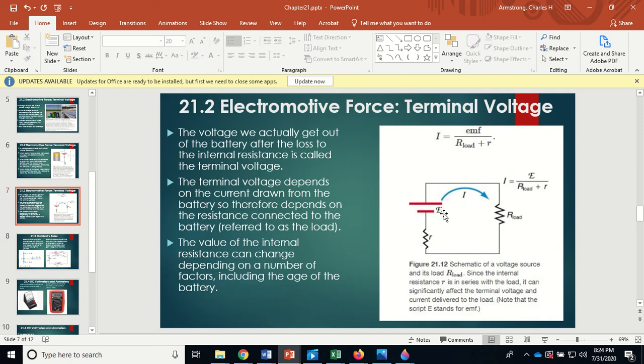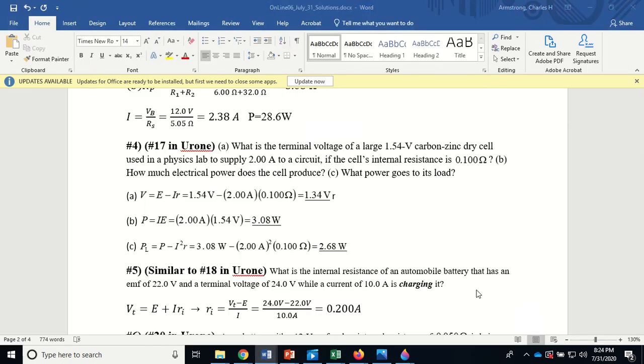We're at Kirchhoff's. Okay, so let's go back. I think we can do some more problems now. All right, so what is the terminal voltage of a large 1.54 volt carbon zinc dry cell used in the physics lab to supply 2 amps to a circuit if the cell's internal resistance is 0.100 ohms?